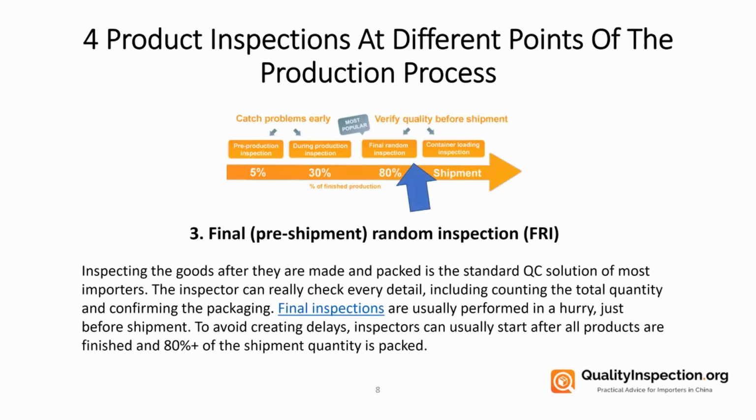Now we move later on in production to the final pre-shipment random inspection, or FRI. Inspecting goods after they're made and packed is the standard QC solution for most importers. Your inspector will really check every detail, including counting total quantity and confirming the packaging is okay. These usually happen really quickly just before shipment. To avoid delays, inspectors usually start after all the products are finished being produced and almost packed, so 80% or more of the shipment is already being packed.